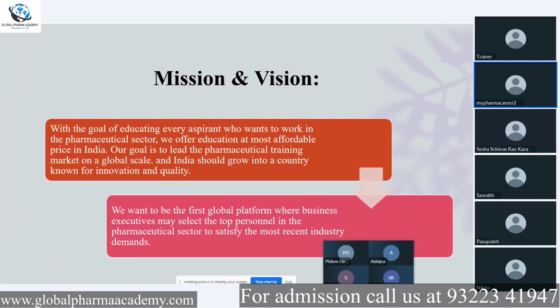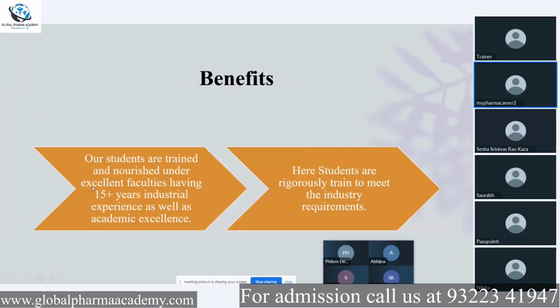Benefits of our courses. Our students are trained and nourished under excellent faculties having 15 plus years industrial experience as well as academic excellence. And here students are rigorously trained to meet the industry requirements.